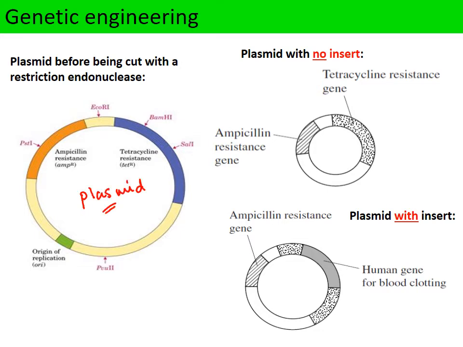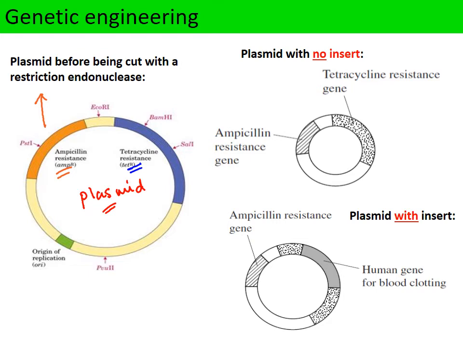we can see it's got two antibiotic resistance genes. The one in orange is called ampicillin resistant, and the one in blue is tetracycline resistant. These genes express a protein inside the bacterium, and that protein will allow the bacterium to be resistant to ampicillin. So this protein might be an enzyme that can break down the antibiotic so it doesn't kill the bacterium, for example. It might be a protein that blocks the effect of the antibiotic so the bacterium isn't affected, or it stops the antibiotic getting into the cell.